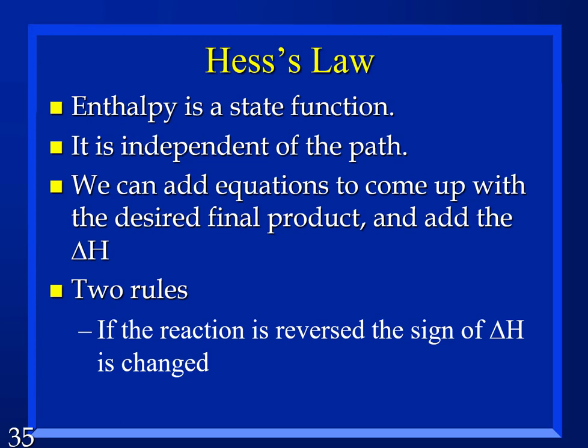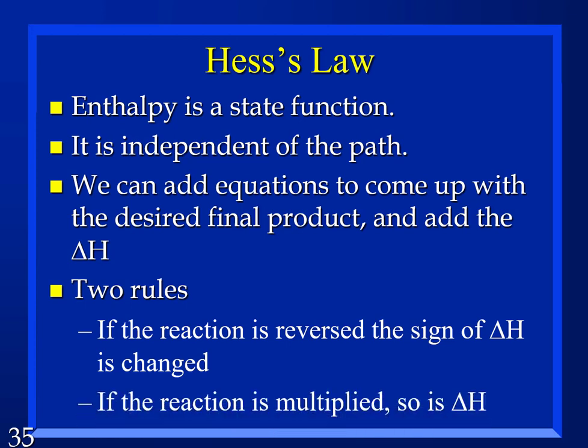Sometimes you don't want to make the same moles of product as the equation has. So if the equation is multiplied, so is the delta H. If I make 2 moles of stuff, I'm going to get twice as much heat. Make half a mole of stuff, I'm going to get half as much heat.